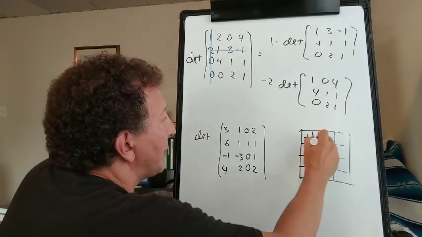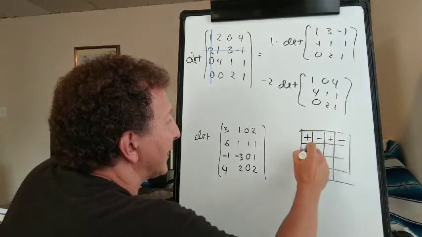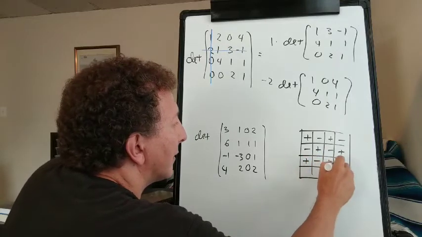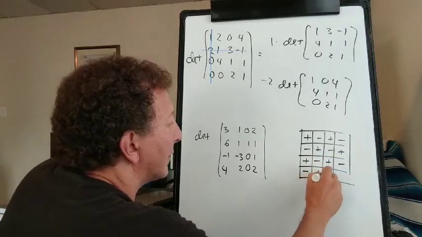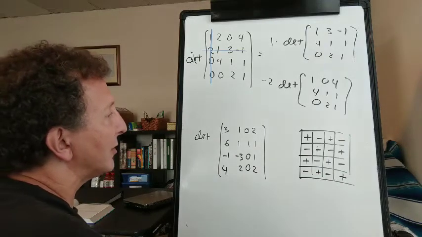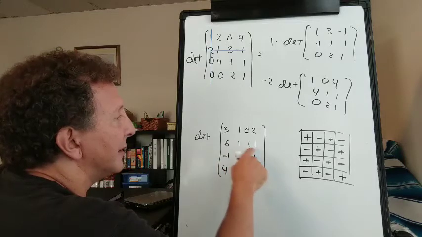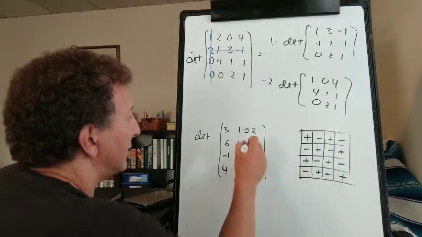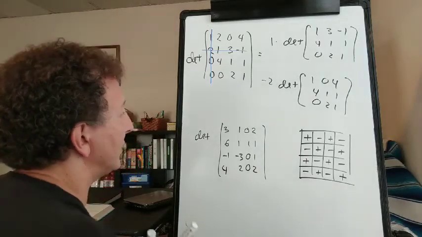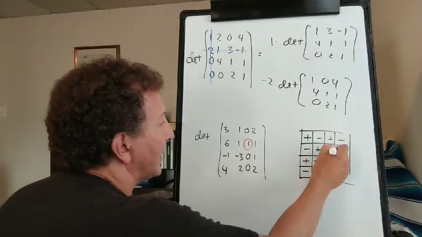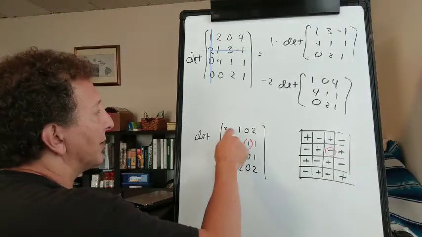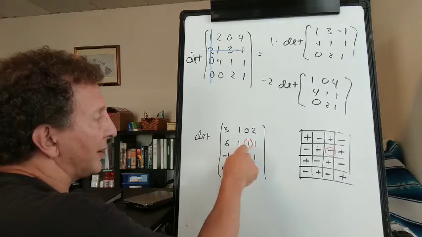So we put pluses and minuses in the whole matrix like a checkerboard. And we go over to this entry. Now this is a minus. This positive 1 is in the minus position. So plus, minus, if you want to walk over there.